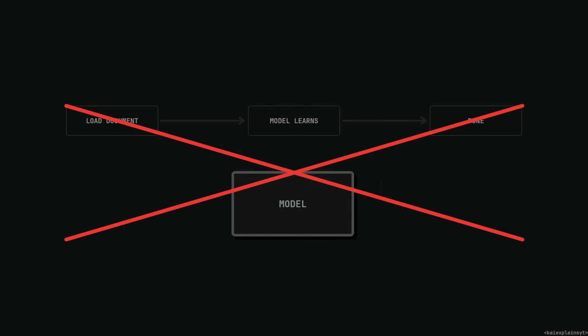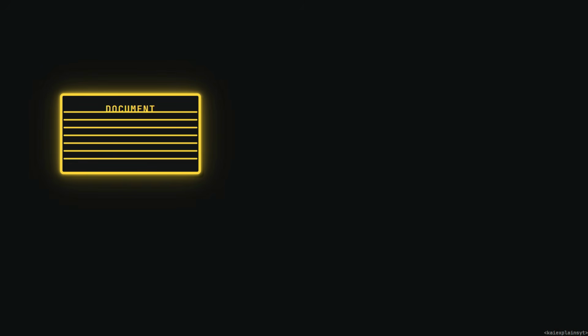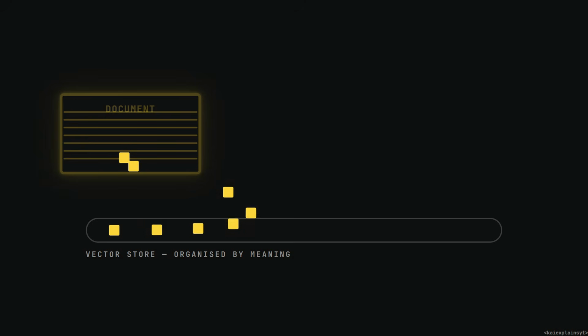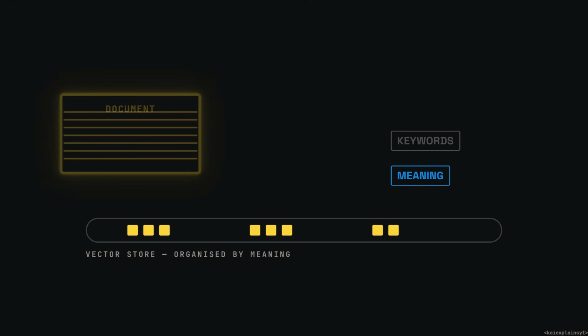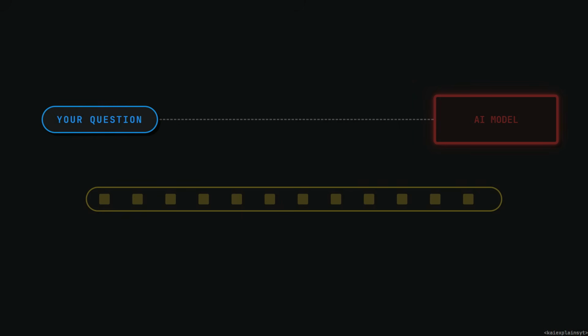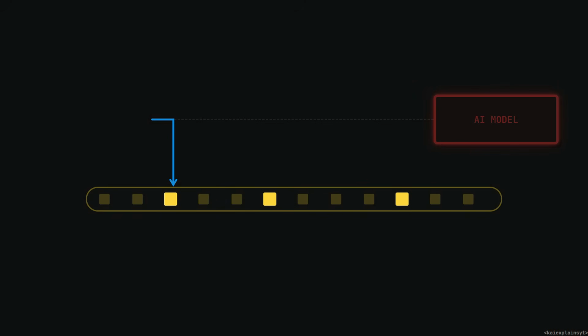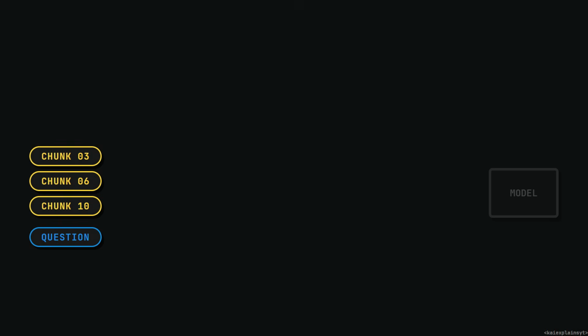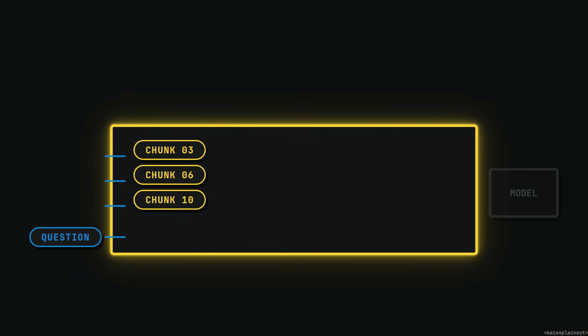Not even close. Here's what's actually happening, and it's a lot more elegant. When you upload a document, the system breaks that document into chunks, paragraphs, sections, whatever makes sense. It then stores those chunks in a special kind of database that organizes content by meaning rather than keywords, a vector database. When you ask a question, the system doesn't immediately go to the AI. It first searches that database, what chunks are most relevant to this question, retrieves the top results, and then hands those results to the AI along with your question.